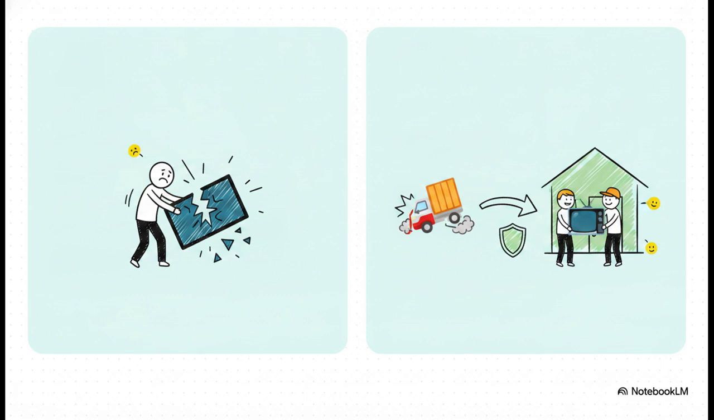Meanwhile, DAP is exactly like paying for premium home delivery. The store drives it to your house, safely puts it in your living room. If their delivery truck crashes on the highway along the way, the store absorbs that loss and owes you a brand new TV. Make sense?